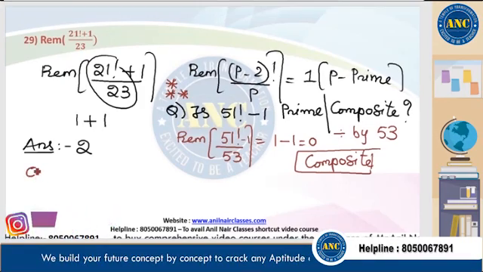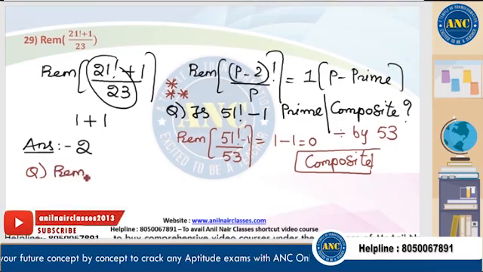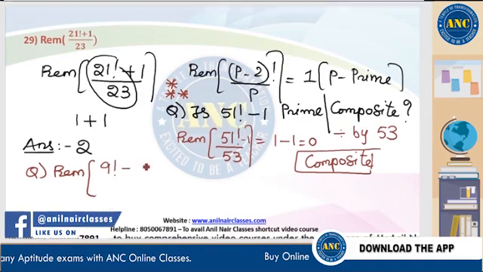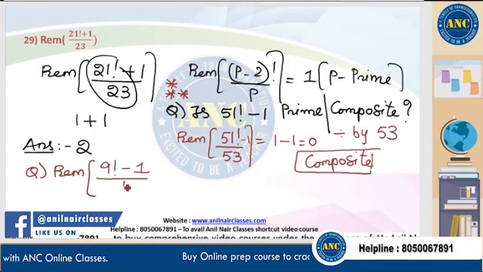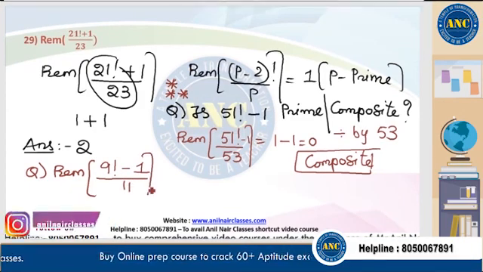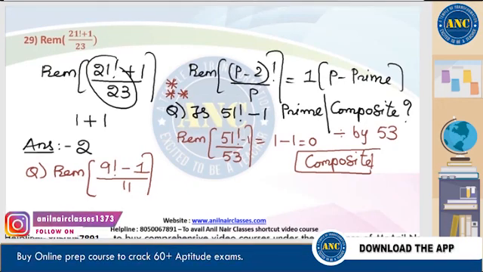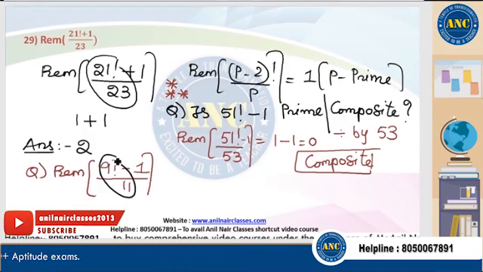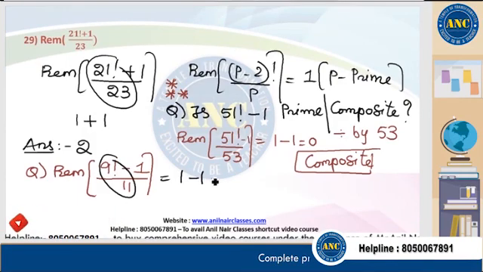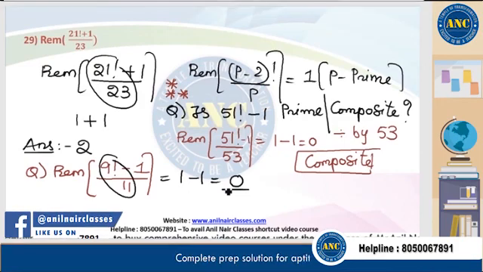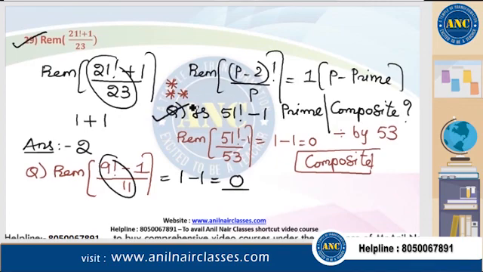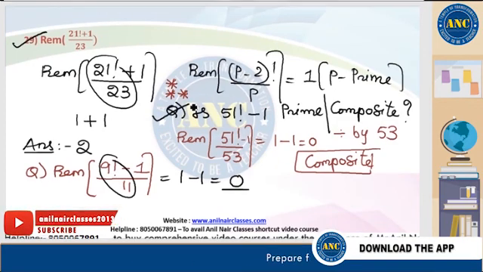We'll do one more question. What is the remainder when 9 factorial minus 1 is divided by 11? 9 factorial when divided by 11 leaves 1. 1 minus 1 is 0. This is an introductory question, just to check by using Wilson's theorem whether a number is prime or composite.